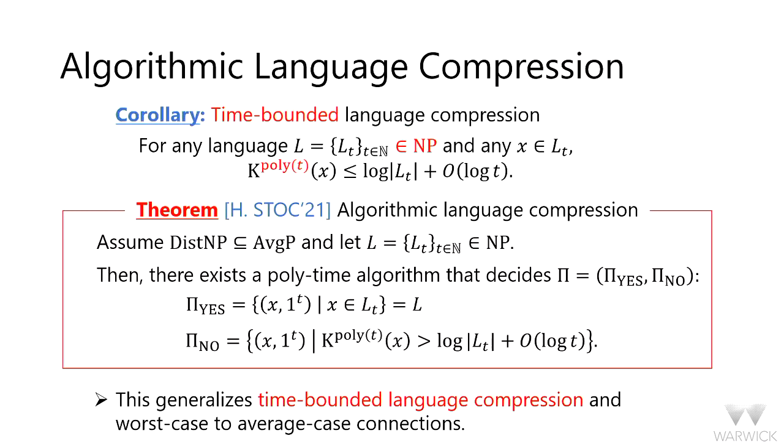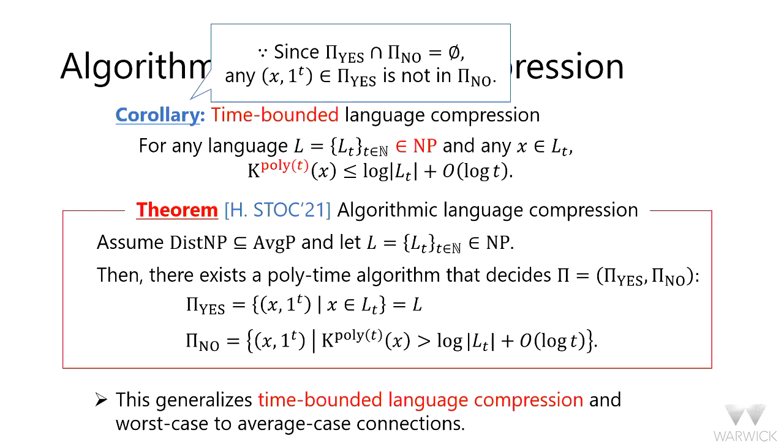And let me explain why this is a generalization. So let's explain the relations to time-bounded language compression. We can naturally consider a time-bounded variant of language compression, namely for any language in NP and for any string x in the language, we'd like to bound the time-bounded Kolmogorov complexity of x by the log of the size of the language. And once we prove this algorithmic language compression, we can immediately get it as a corollary.